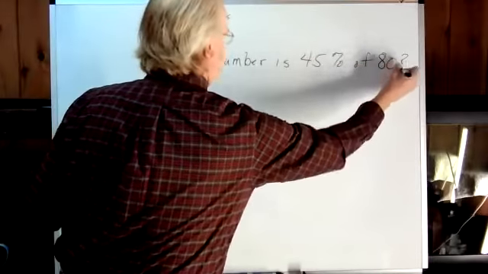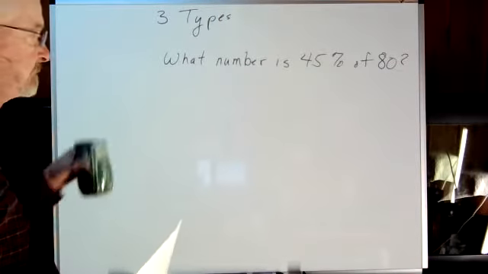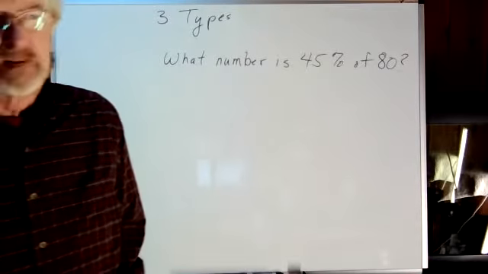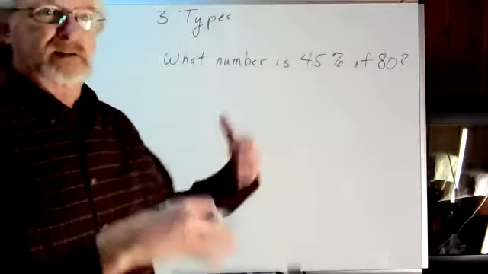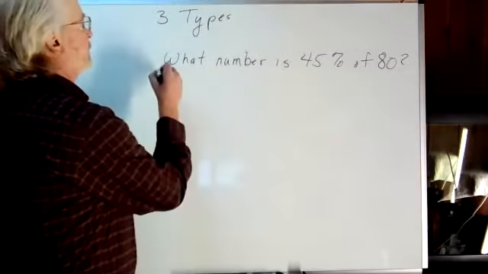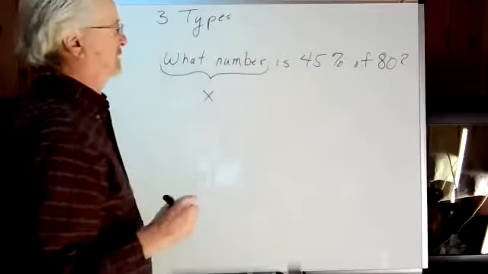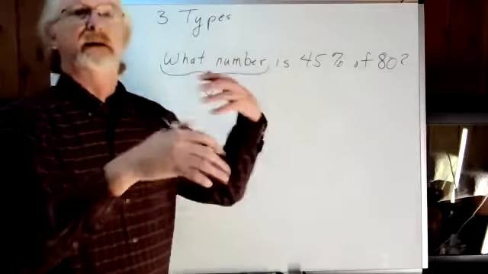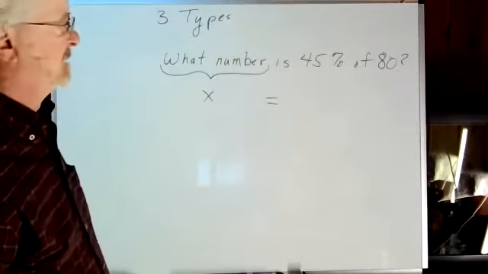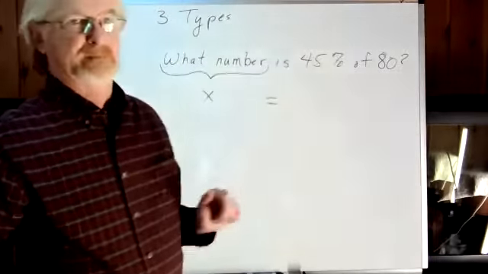Here we go. I wrote: one number is 45% of 80. This really utilizes those words, the symbols, translations that we've tried to talk about already. What number? There's our unknown. Is, this thing is whatever's going to happen afterwards. That's our equal sign. 45%, we want to take 45% of 80. Okay.